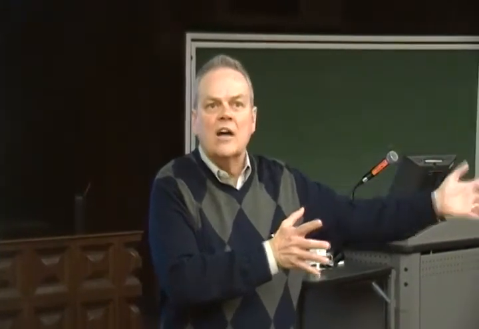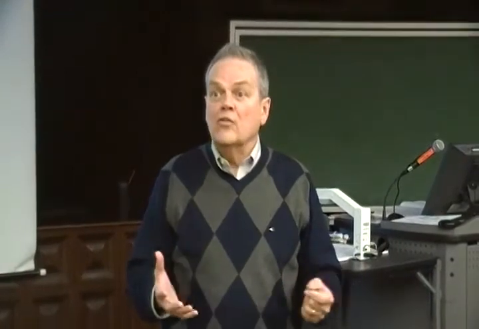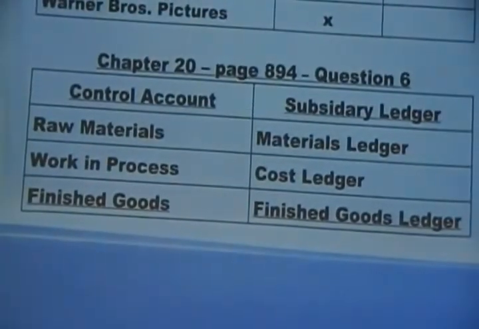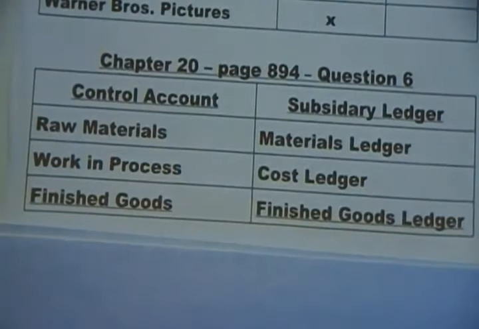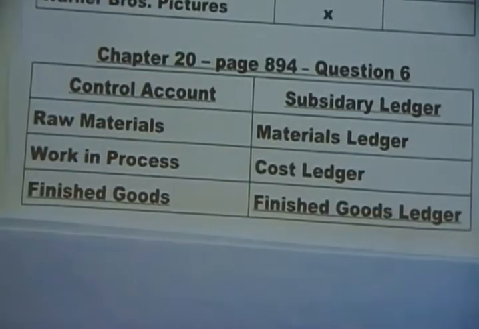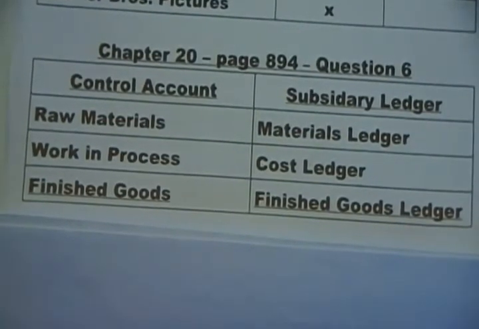And this semester, we didn't make as big a deal out of it as we probably should have, but common stock would be a control account. And the stockholders' ledger would be the subsidiary ledger in which we would keep up with the names and addresses and how many shares of stock owners own. It's not an unfamiliar concept. In these chapters, raw materials, work in process, finished goods, and a perpetual inventory system have a materials ledger, a cost ledger, and a finished goods ledger that provide the details and support the summary information that you have in the control account.